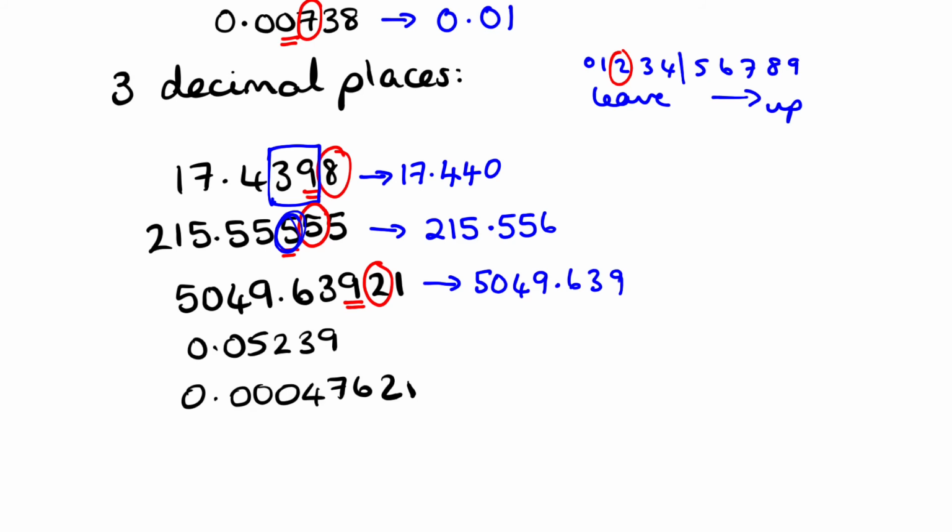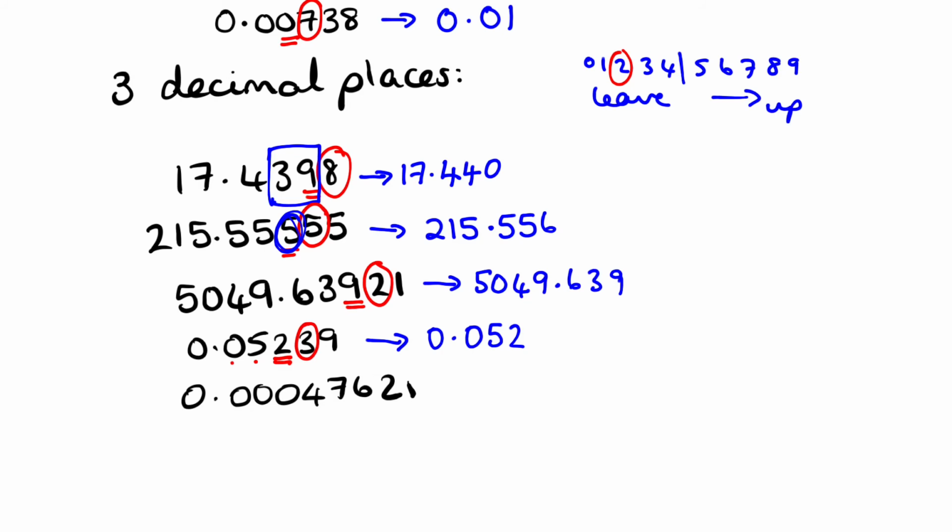Just 2 more to go. So the next one, 0.05239. So the number in the third decimal place is 1, 2, 3. It's that 2. The 3 following it tells us we leave the 2 as it is. So when we round it, we get 0.052. Okay, we mustn't miss out these zeros here. They're very important. We've still got 3 decimal places, even though one of the digits is 0. Just like here, one of the digits was 0, but that's fine, as long as we've got 3 decimal places.